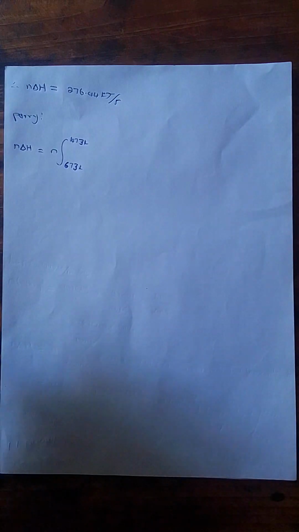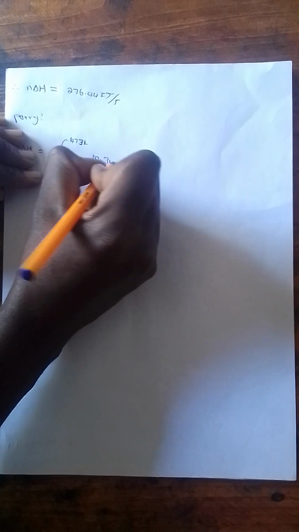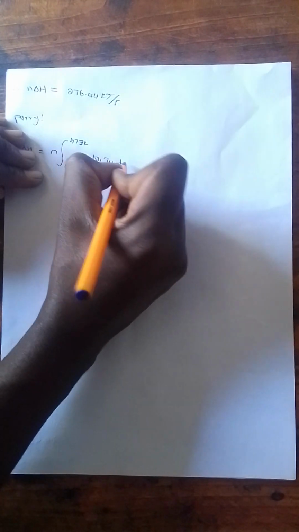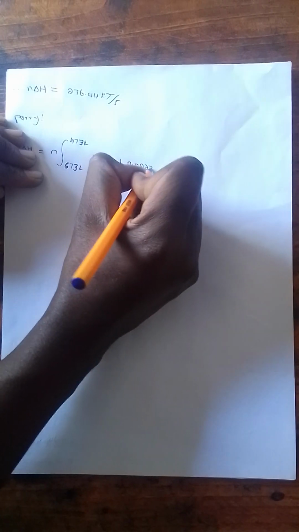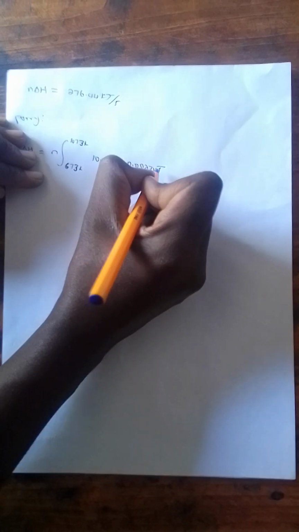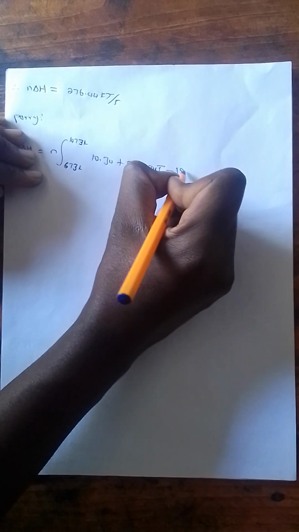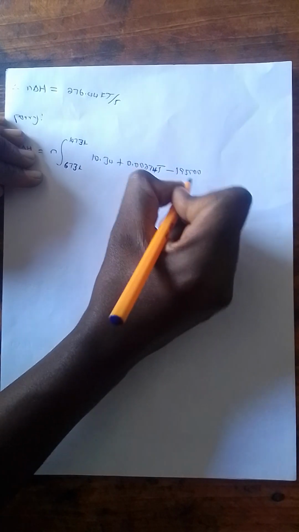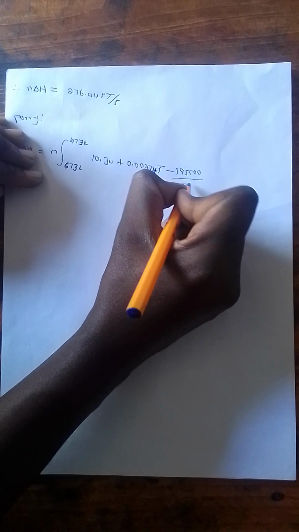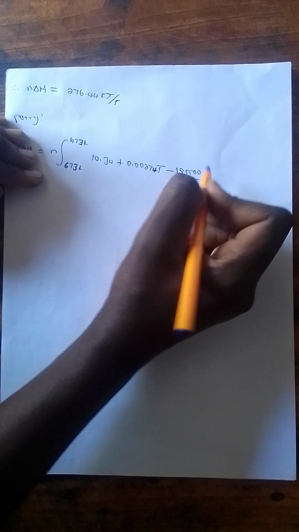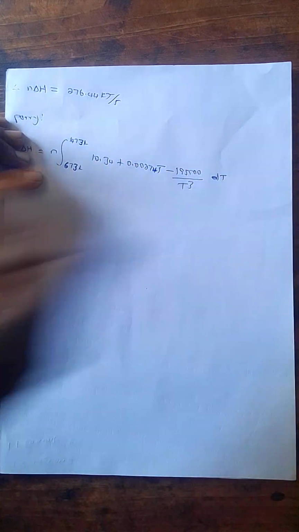And let me just put in the CP of Perry. It's 10.34 plus 0.00274 T minus 195500 all over T cubed. And then we have our dT, right?